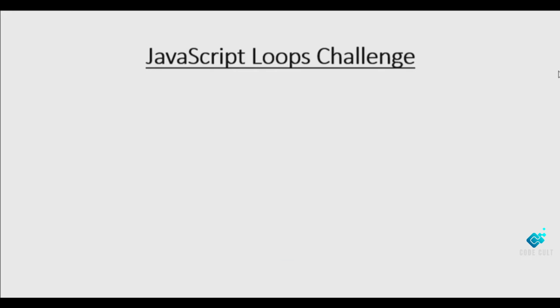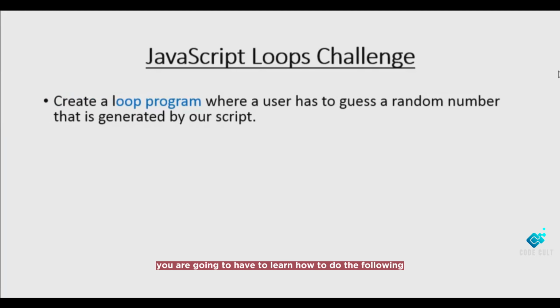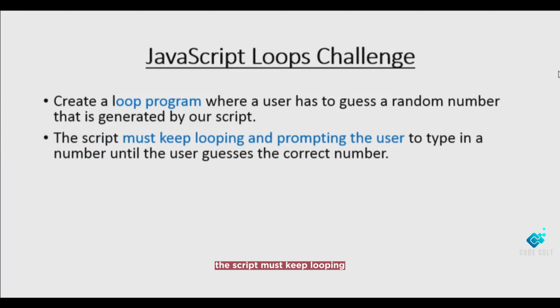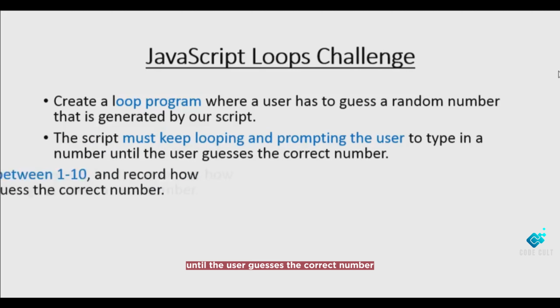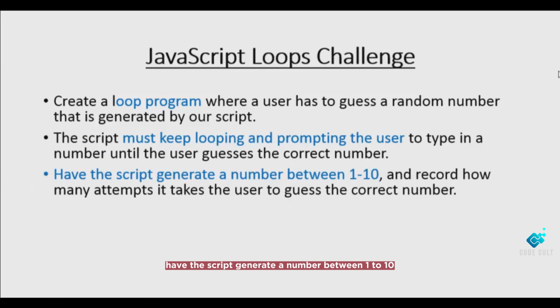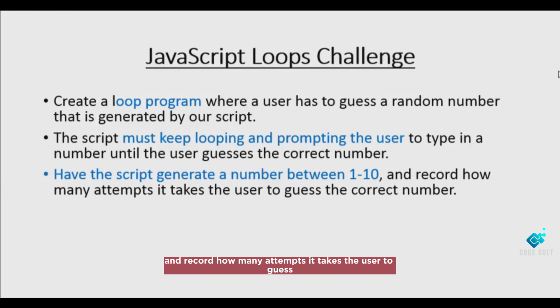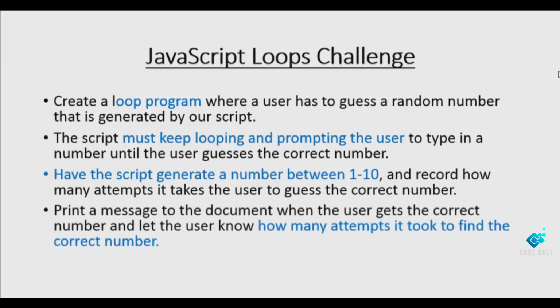In this challenge, you are going to have to learn how to do the following. Create a loop program where a user has to guess a random number that is generated by our script. The script must keep looping and prompting the user to type in a number until the user guesses the correct number. Have the script generate a number between 1 to 10, and record how many attempts it takes the user to guess the correct number.